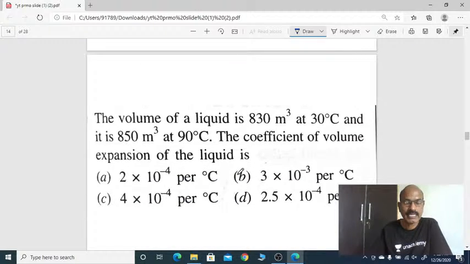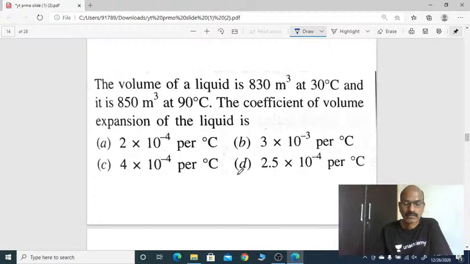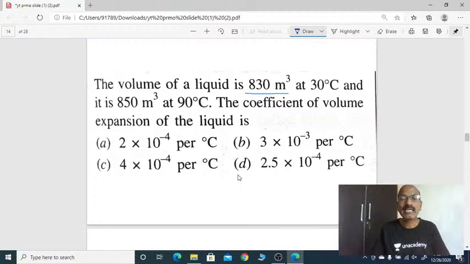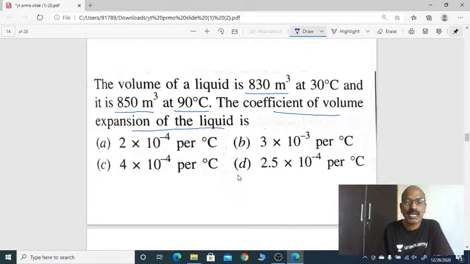Right? Here it is. The volume of a liquid is 830 cubic meter at 30 degrees Celsius and it is 850 cubic meter at 90 degrees Celsius. The coefficient of volume expansion of the liquid, right? See, volume of the liquid is given at 30 degree and 850 meter cube volume at 90 degrees Celsius.